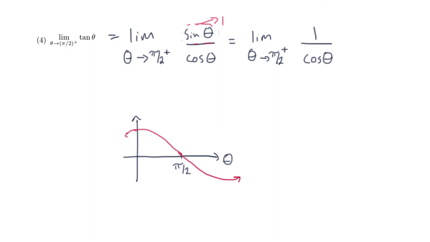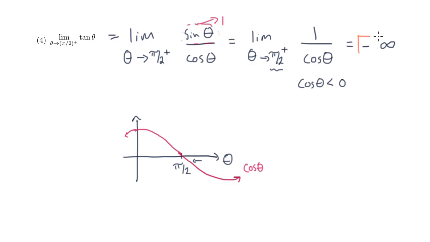So we see as theta approaches pi over 2 from the right, cosine theta is remaining negative. So here, cosine theta, for theta just to the right of pi over 2, is negative. So we have 1 over a small negative number. This is going to negative infinity.